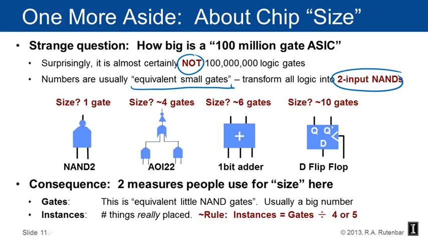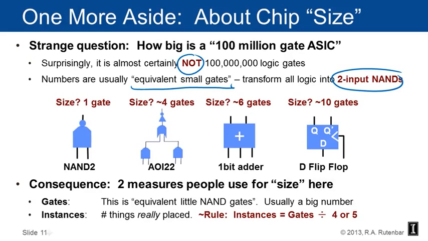And then here's something called an AOI22. So it's 2 2-input ANDs, a 2-input OR, and an inverter. That's an atomic gate in a lot of CMOS libraries. That's maybe 4 gates in size. And then I've got a picture of a 1-bit adder. How big is that? Oh, maybe 6 gates. And then I've got a picture of a D flip-flop. How big is that? Oh, maybe 10 gates.